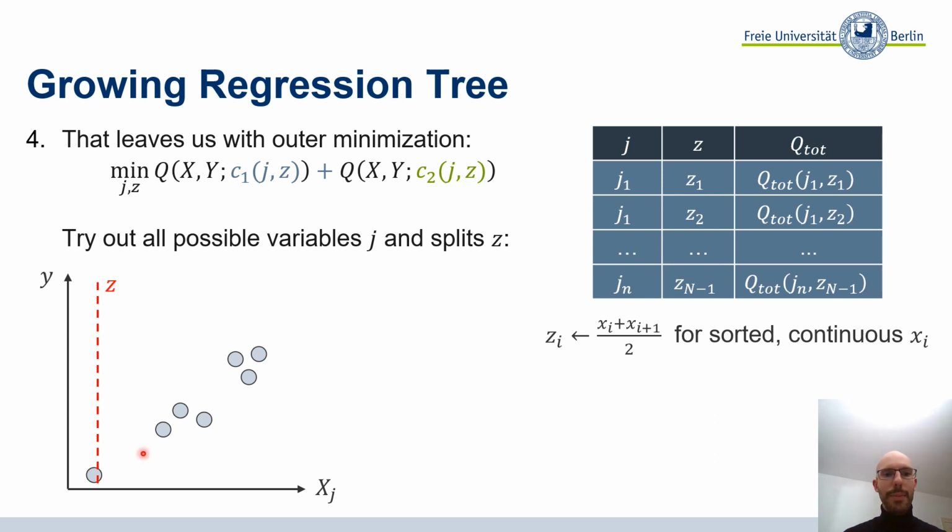So we can pick any value here that we like. But it's a reasonable assumption that if we take the mean between these two points and our training data is representative, then this split is going to generalize well on our testing data.